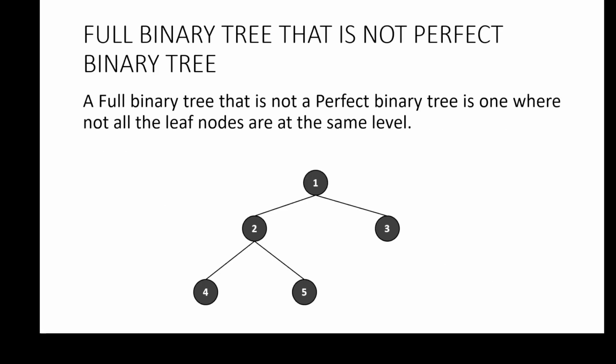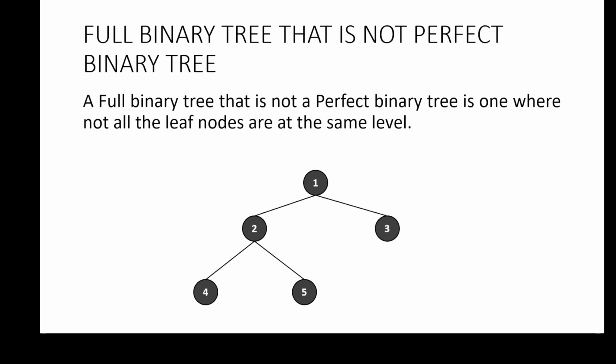Next is a full binary tree that is not a perfect binary tree. So in this case, let us recall what is a full binary tree. We saw a full binary tree is a tree wherein every node in the tree has either 0 or 2 children. If you look into this example, this particular tree given here, every node has either 0 or 2 children. 1 has 2 children, 2 has 2 children, 4 and 5, 3 has 0 children. So this is a full binary tree.